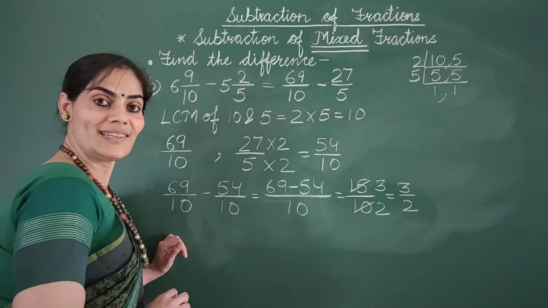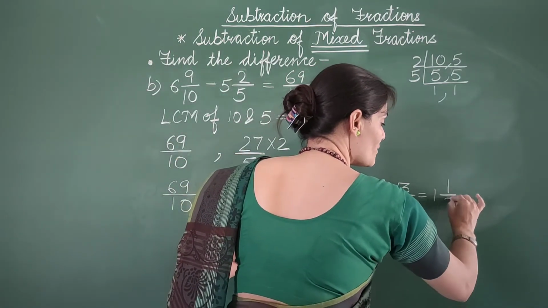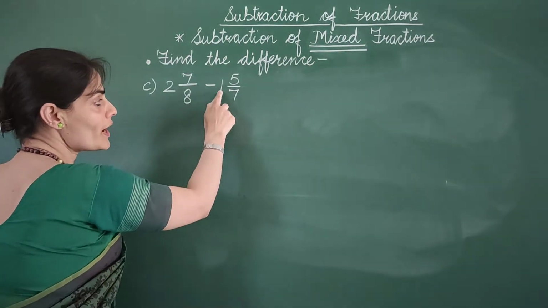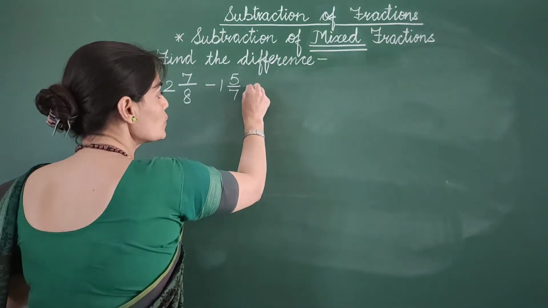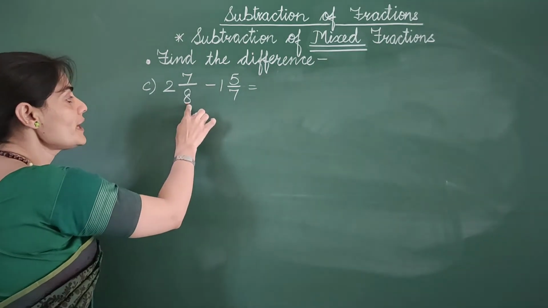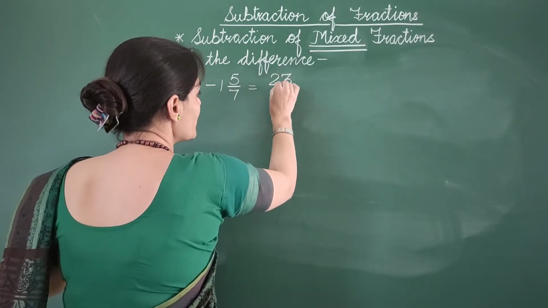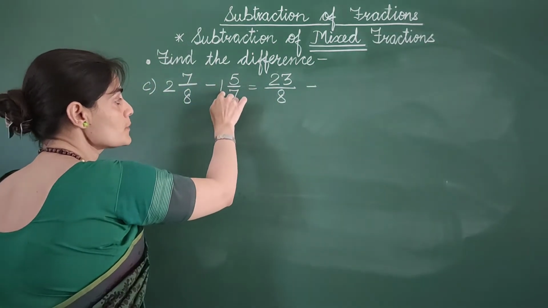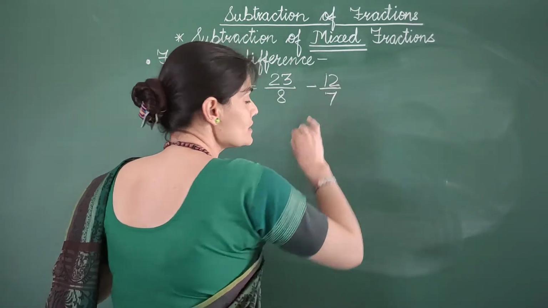Now let's convert this into a mixed fraction. And the answer will be 1 and 1 by 2. In part C, we are subtracting 1 and 5/7 from 2 and 7/8. So let's convert these mixed fractions into improper fractions first of all. So 8 times 2 gives us 16. 16 plus 7 is equal to 23 upon 8. And from this we subtract 7 times 1 gives us 7. 7 plus 5 is 12 by 7.